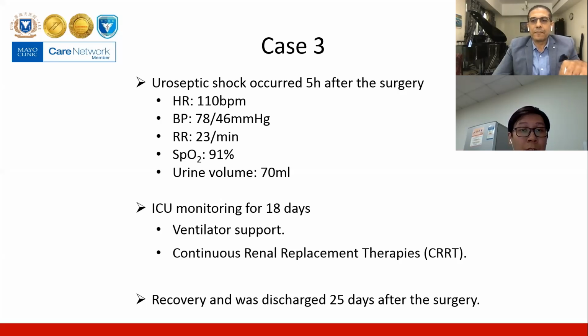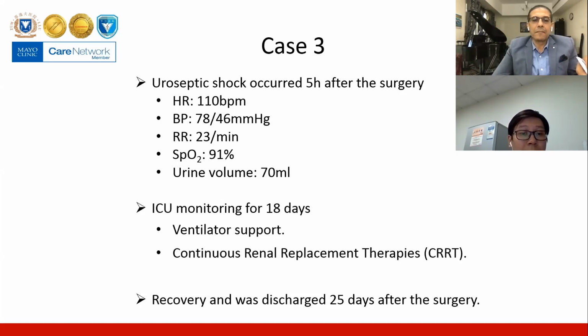And the blood pressure is 78 over 60 over 46, and the respiratory rate is 23 per minute. The urine volume is low. The patient stayed in ICU monitoring for 18 days with ventilator support and CRRT, continuous renal replacement therapy. Fortunately, this patient recovered and was discharged from the hospital 25 days after surgery.